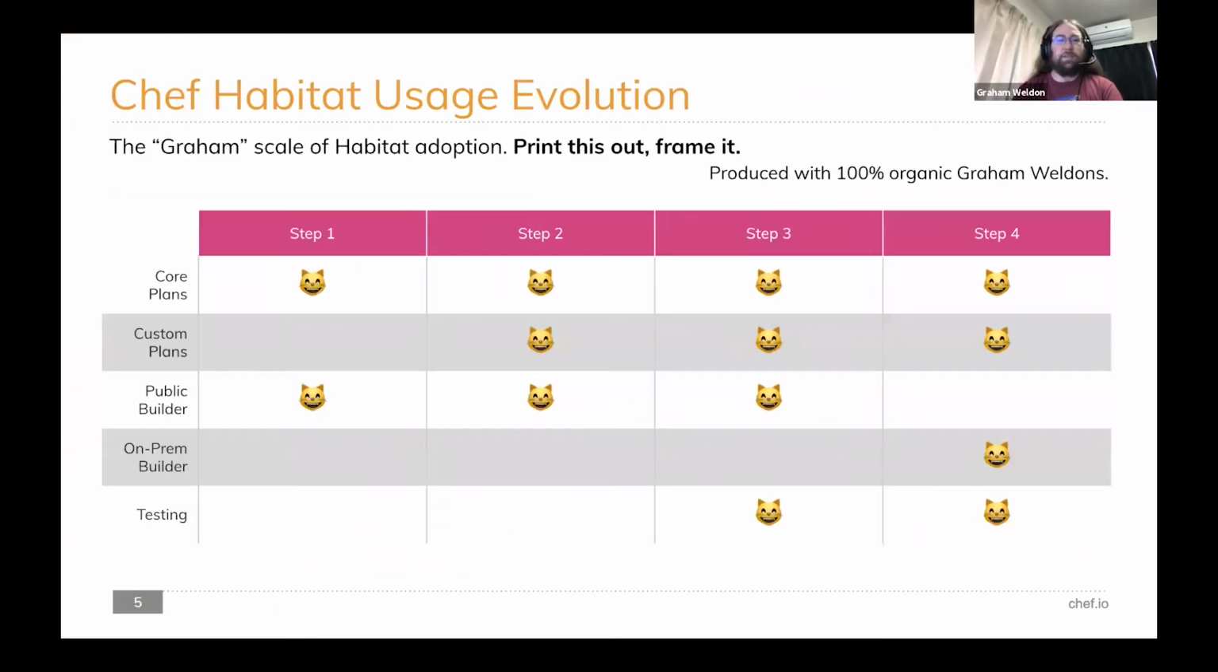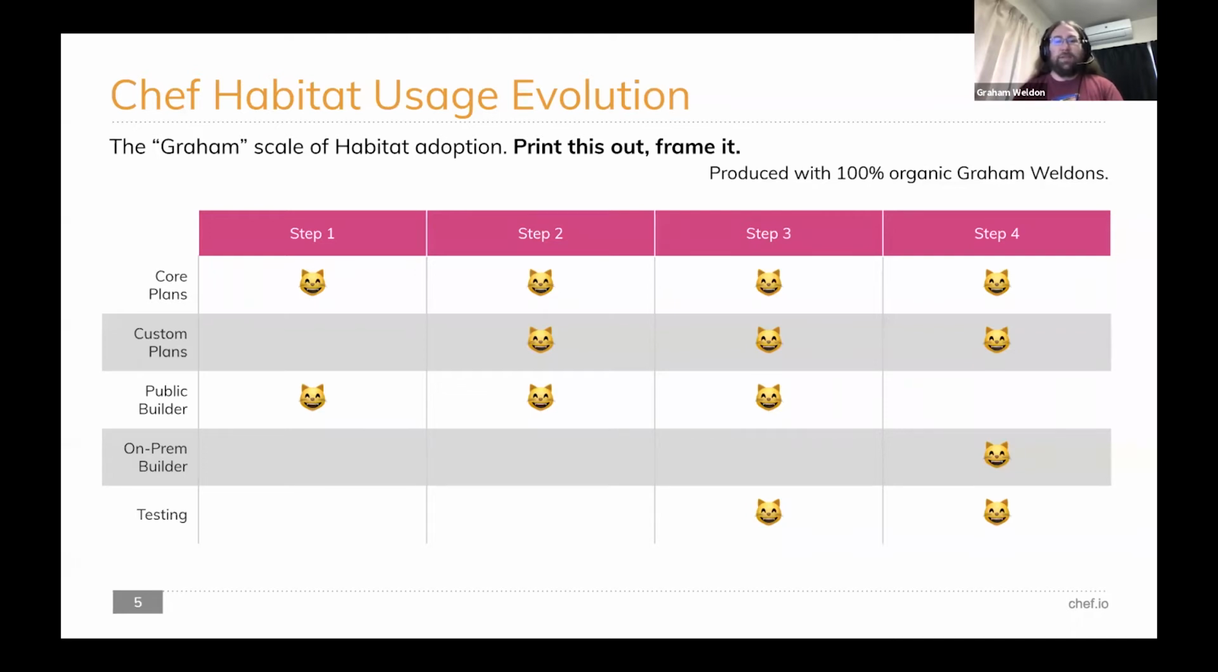So to kick things off, I have this Graham scale of Habitat adoption. And I joke, print this out, put it in a frame, put it in your office. Step 1, adoption of Habitat, is the usage of core plans and using the public builder. As you move on and get a bit more complicated, you start using custom plans, and that takes you on to step 2.